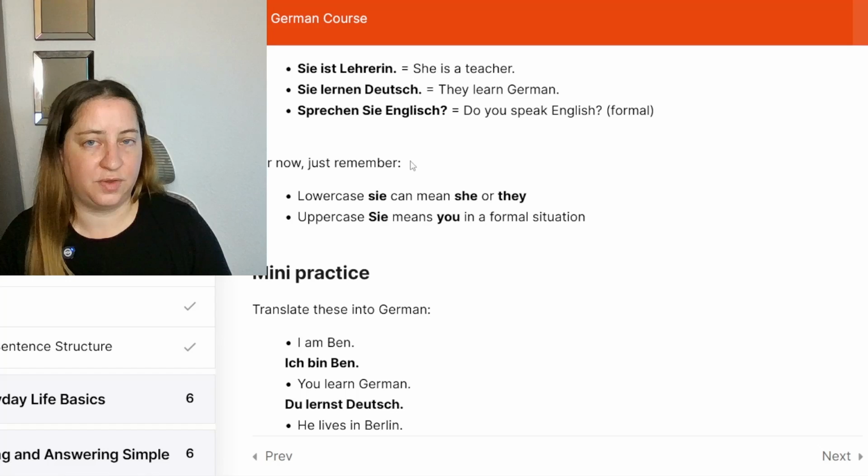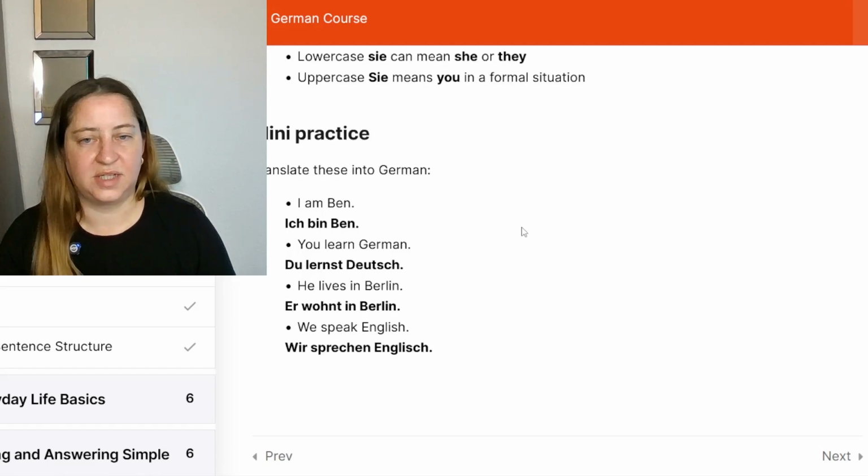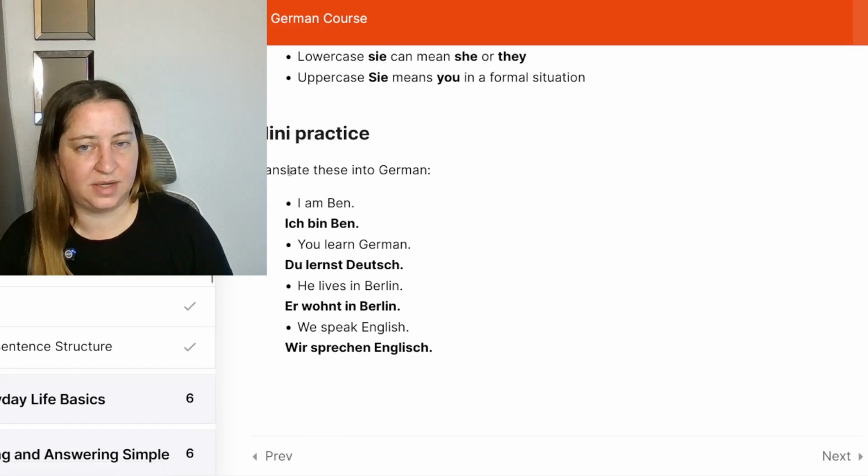Always remember to review that German verb conjugation chart and practice writing sentences with German verbs. Practice conjugating them for different subjects, and the more sentences you write, the better. Lowercase s can mean she or they, and uppercase S means you in a formal situation. Practice translating these into German.